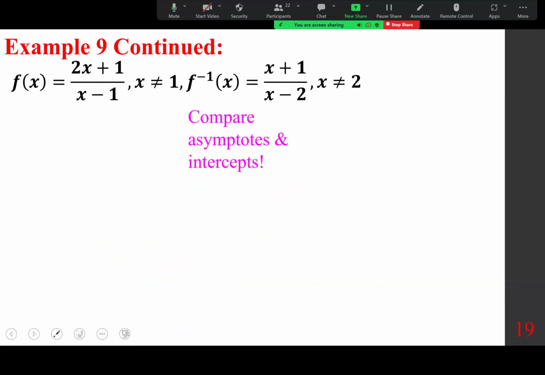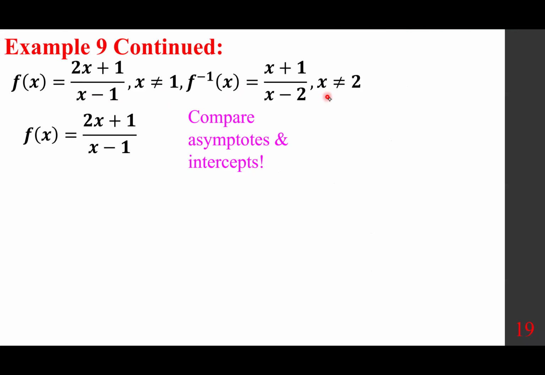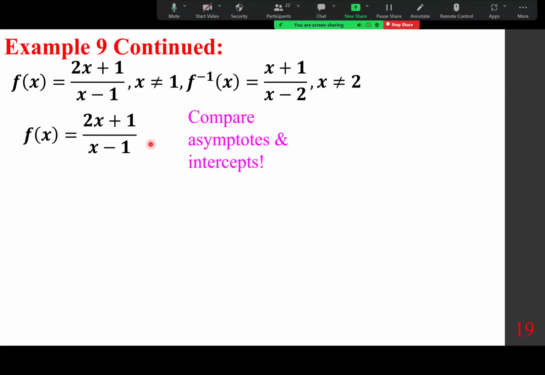Now, here's the function f of x. Here's the inverse f inverse of x. Of course, x can't be 1. F inverse x can't be 2. And we are going to look at the graphs. I'm not going to go over the details of the graph, assuming you can graph and by now remember. You find the asymptotes: the vertical asymptote x equals 1, the horizontal asymptote y equals 2. You find the intercepts, and you do the same thing here, you graph.